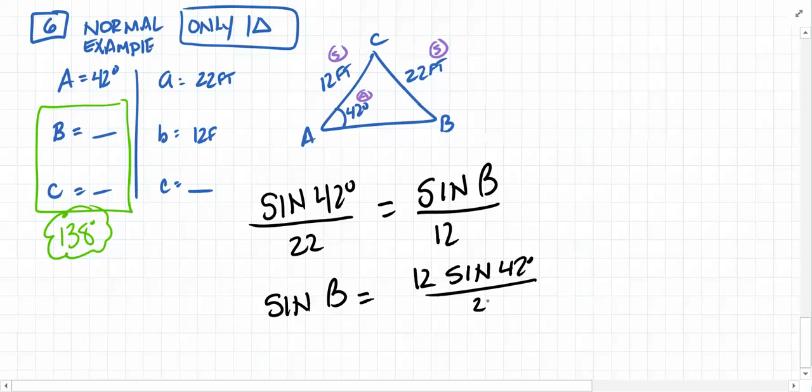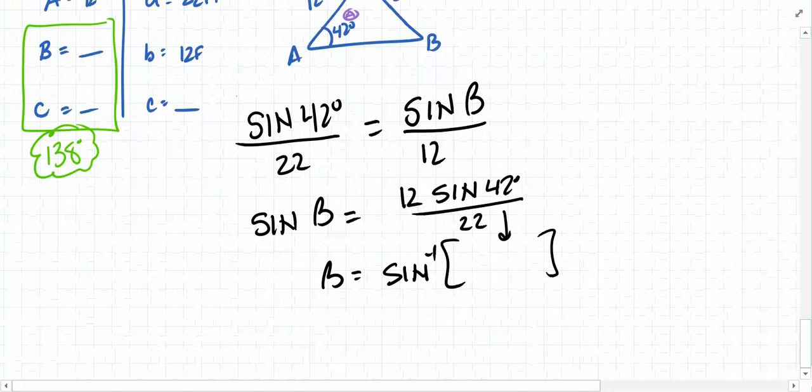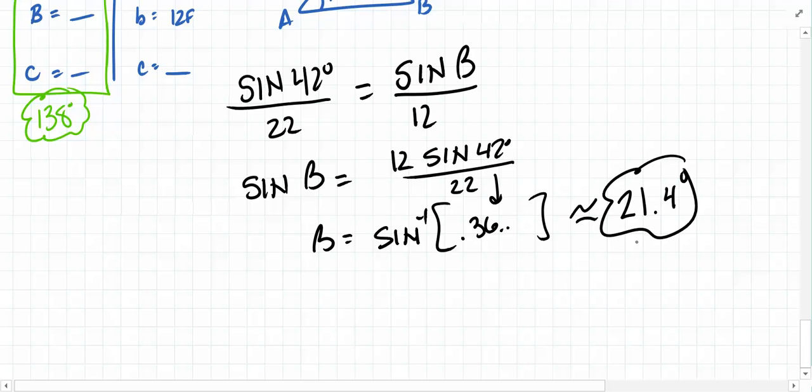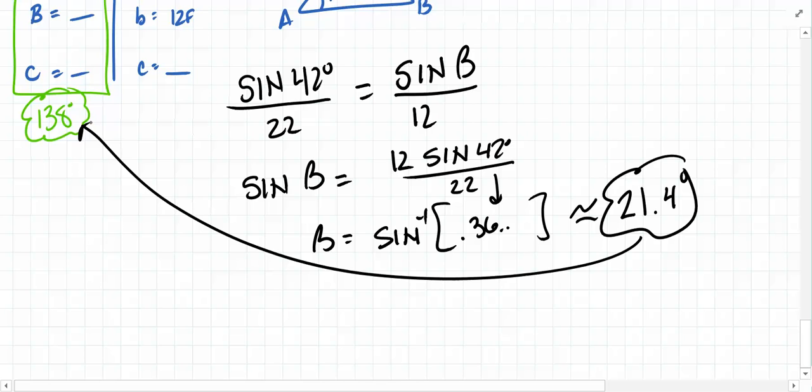Did anybody get it yet? 21. Oh, so whatever this is, what's the decimal in here? 0.36, blah, blah, blah, which is approximately 21.4 degrees. Okay. What's the other one? Now that one's okay because that's less than 138, right? What's the other one? Take 180 minus that. 156.8, which is way more than 138. So it can't be that one. So therefore, it's only one triangle that can be drawn. And you just use the law of sines to figure it out from there.